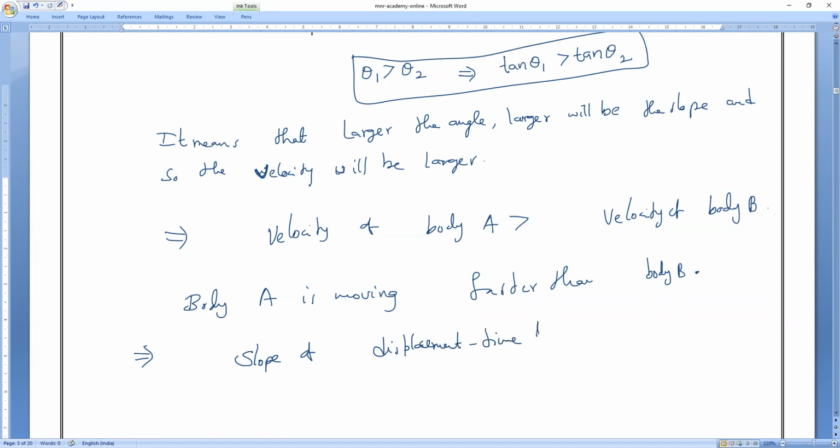The slope of the displacement-time graph of body A is greater than the slope of the displacement-time graph of body B. Clear, Lingesh? Yes, sir.